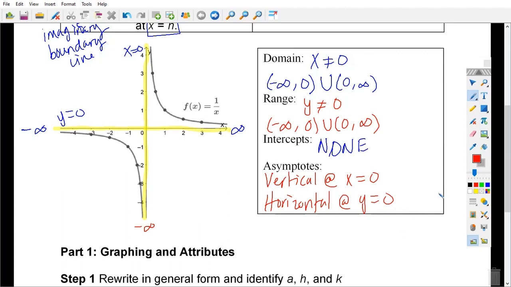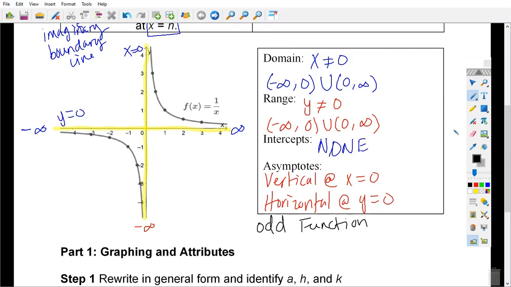Okay. The last thing I want to note about this function is that it is an odd function. So the parent function is an odd function. The reason why it's odd is even though I technically don't go through the origin, my restriction goes through the origin. And the other thing is, if you were to turn your paper 180 degrees, does the shape of your function change? No, it's exactly the same. So this is an odd function.